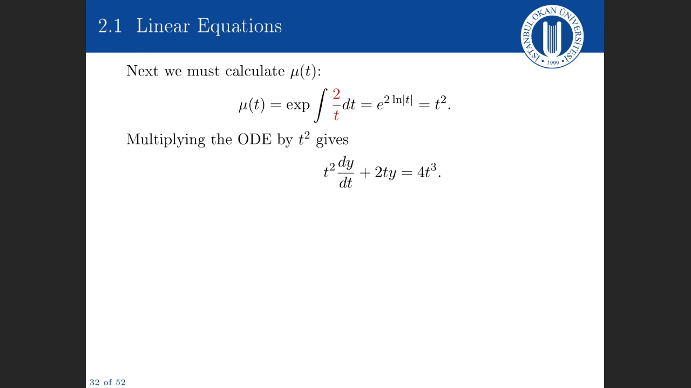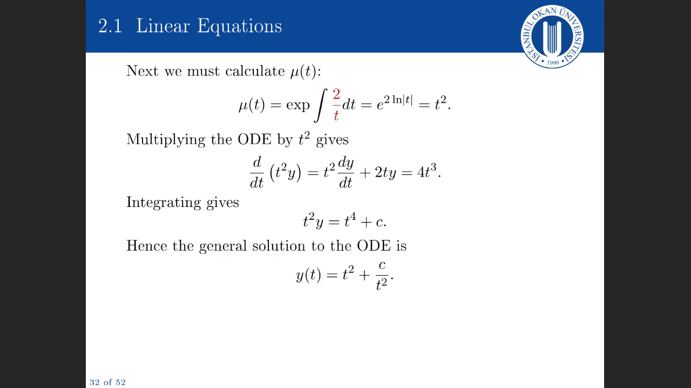Because we've chosen the correct integrating factor, we can use the product rule on the left side, because the left-hand side is just the same as the derivative of t squared y. And then we can integrate, divide by t squared to find the general solution to the differential equation.